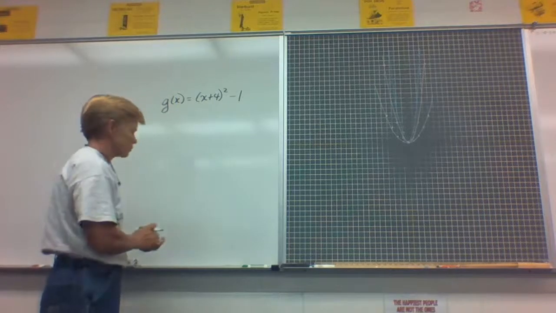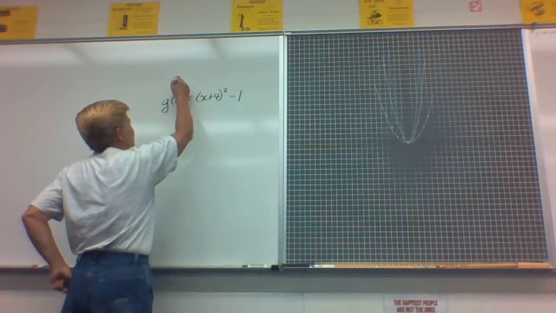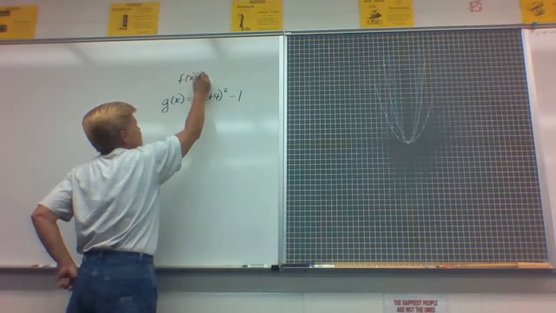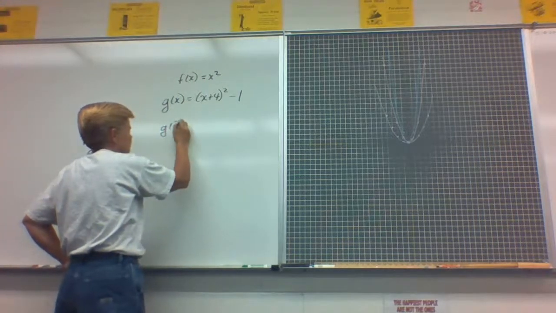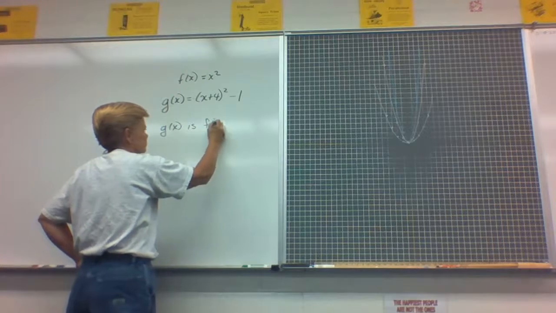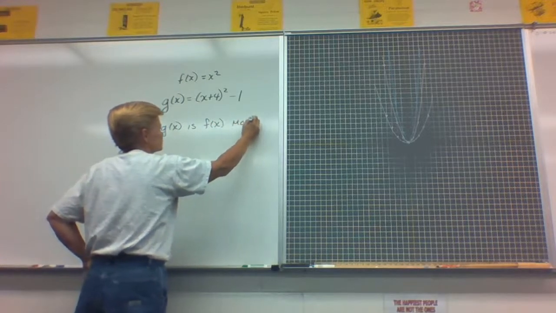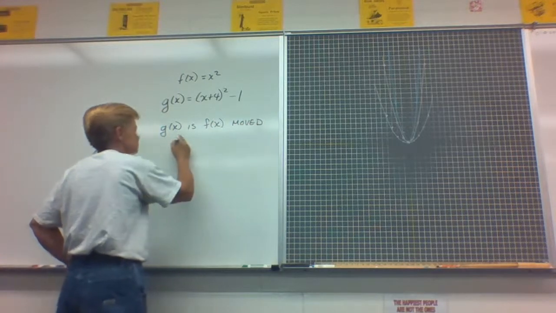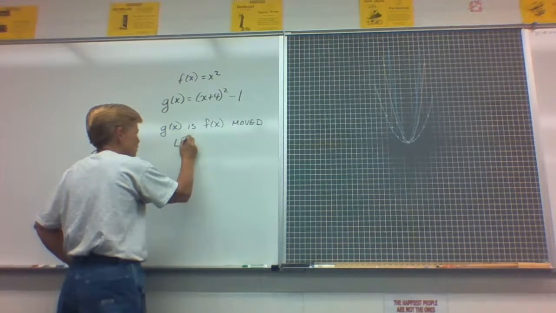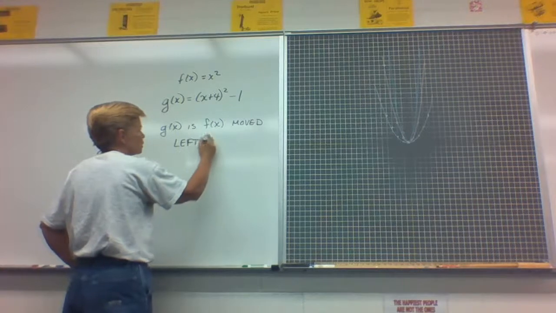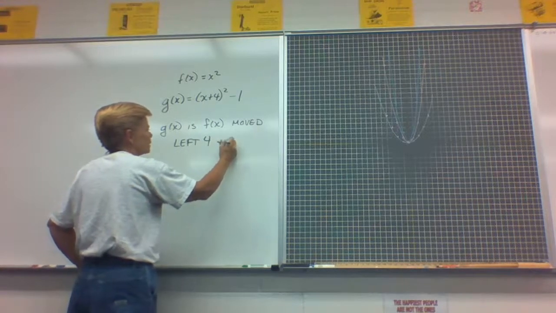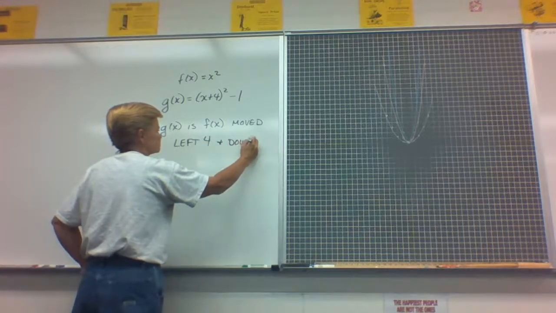And this is how you describe the transformation. g is f of x moved left 4, because that's what happens inside, so we always deal with the opposite, and that's a horizontal move. Left 4 and down 1.